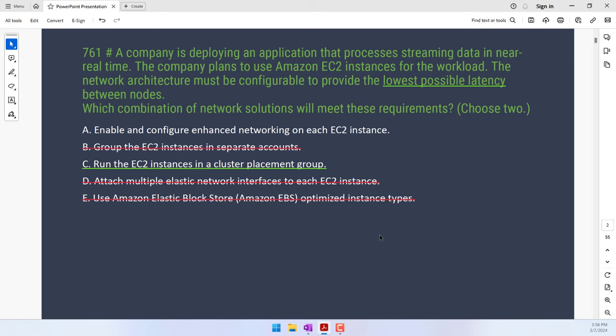Again, what does least operational overhead mean? Look for a feature that is available in the services that the question is asking about. Okay, let's go ahead and look at the options.